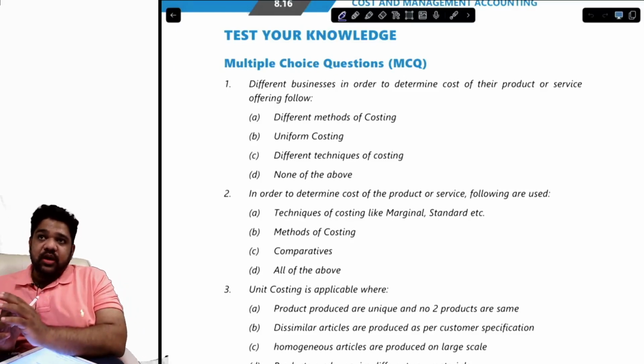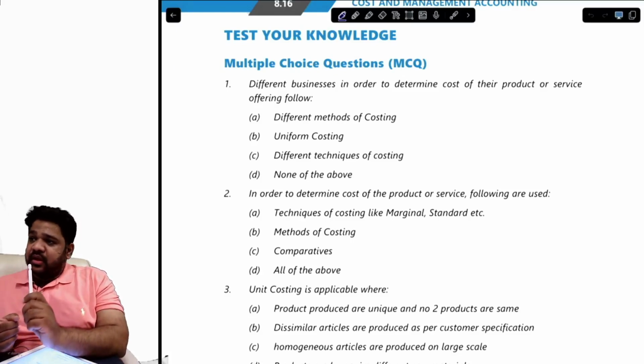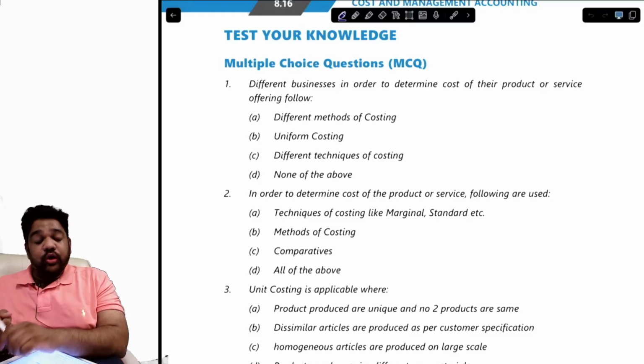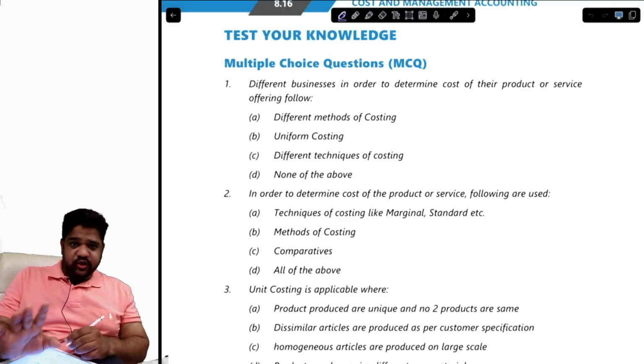Now, let me give you a small preview. What are methods of costing? It is a way as to how you find the cost for a particular industry. Techniques of costing is something that every industry can use. Now, what all form part of methods of costing? Job costing, unit and batch costing, process costing, service costing, joint products. All of these are methods of costing.